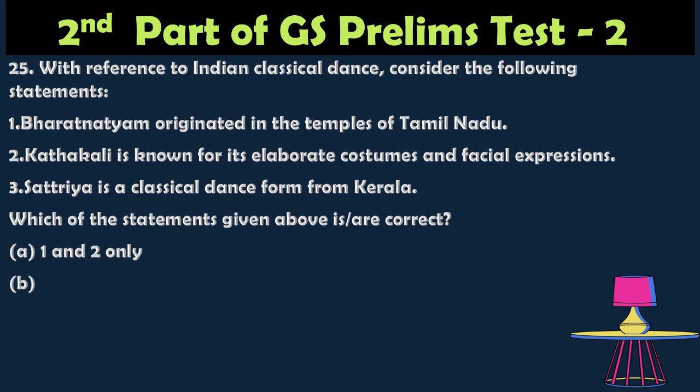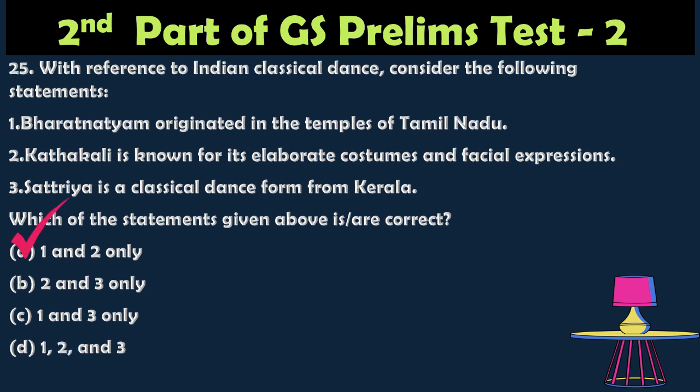Option A: 1 and 2 only. Option B: 2 and 3 only. Option C: 1 and 3 only. Option D: 1, 2 and 3. The correct answer is option A, 1 and 2 only, because Bharatanatyam originated in the temples of Tamil Nadu. That is a correct statement.